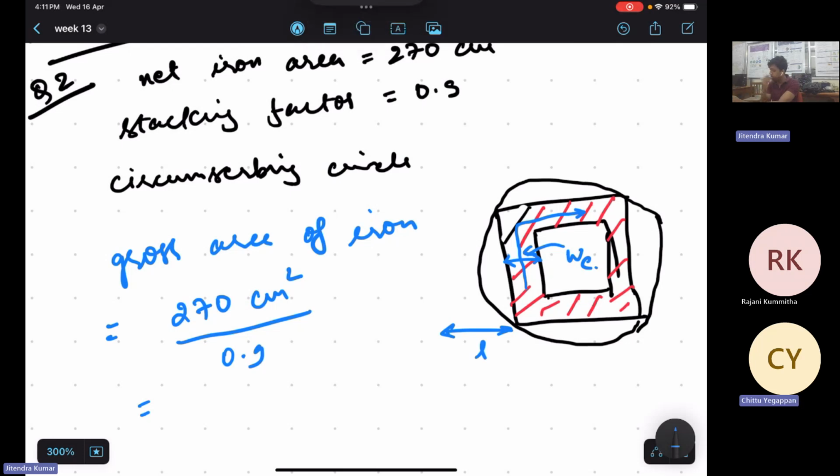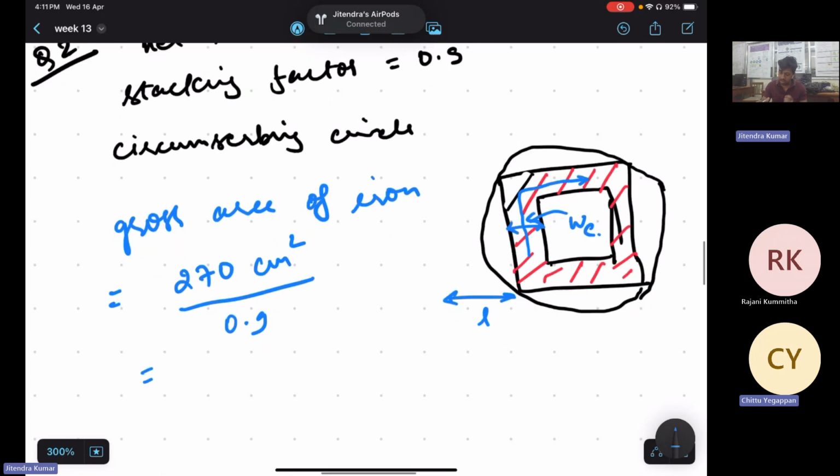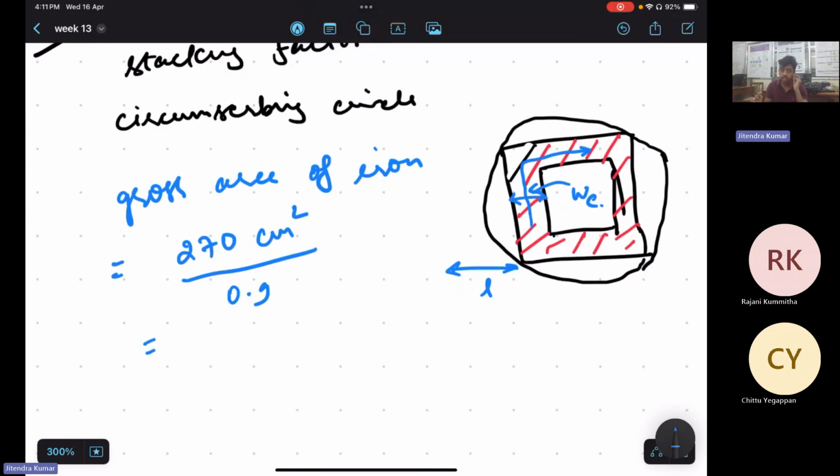So this will come out to be the area of the circumscribing circle. Sorry, I couldn't get you. Please repeat. The gross area will be the area of the circumscribing circle, no, sir. The area of the circumscribing circle. Right, right. Yes.